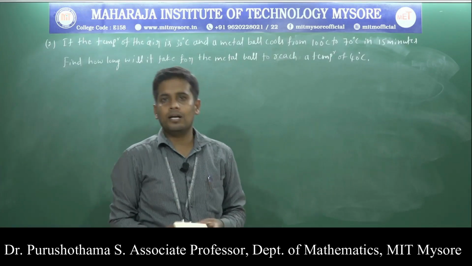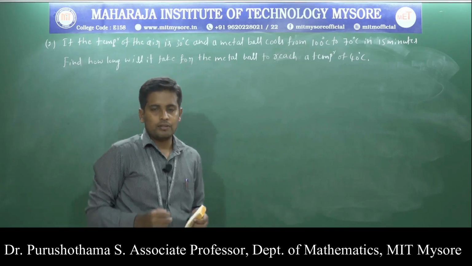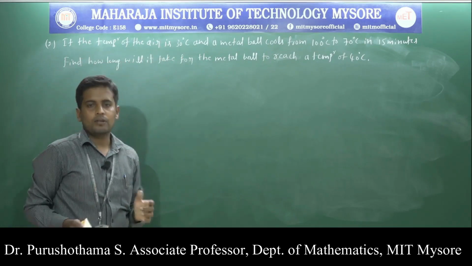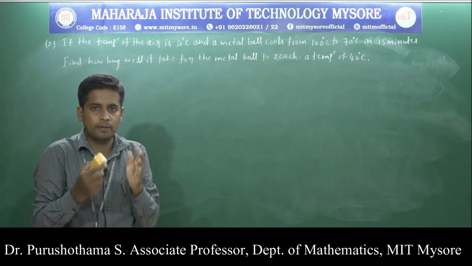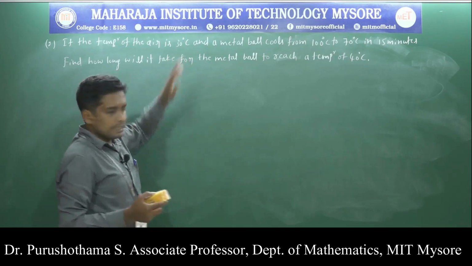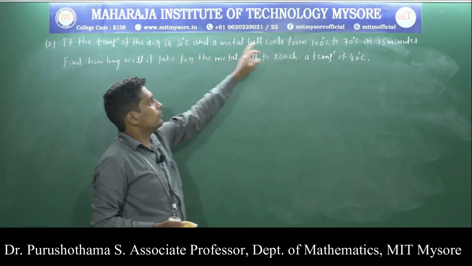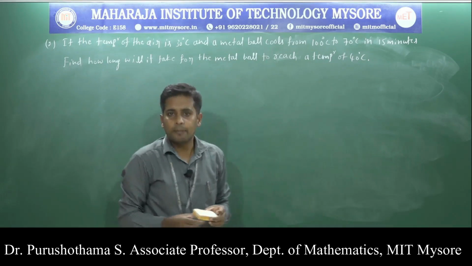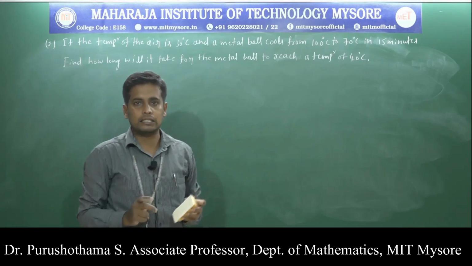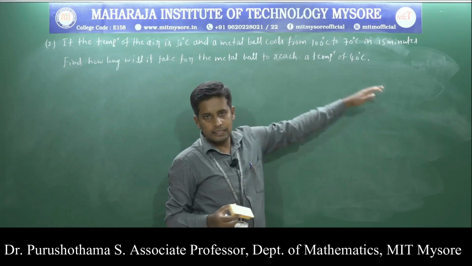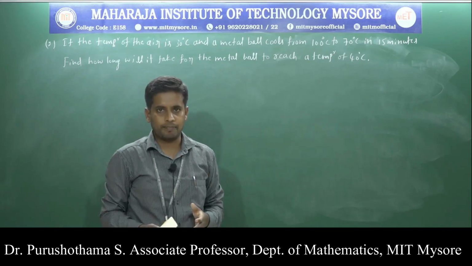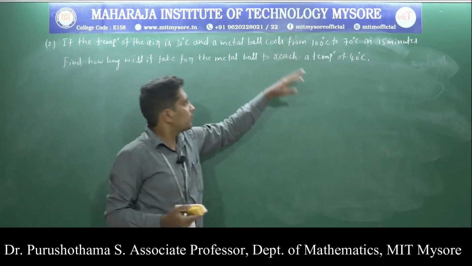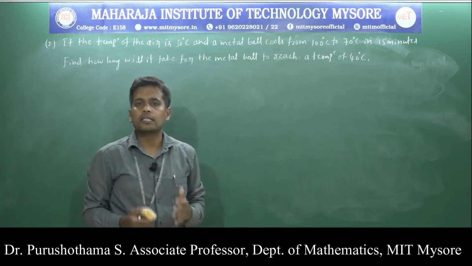Okay. Now we are going to solve the second problem in Newton's law of cooling. The second question is: if the temperature of the air is 30 degrees Celsius, so the air or room temperature of one particular metal ball is 30 degrees Celsius, and the metal ball cools from 100 degrees Celsius to 70 degrees Celsius in 15 minutes. Initially, the temperature of the metal ball is 100 degrees Celsius. It cools from 100 to 70 degrees Celsius, and it takes 15 minutes. Then find how long it will take for the metal ball to reach a temperature of 40 degrees Celsius. This is the second question.